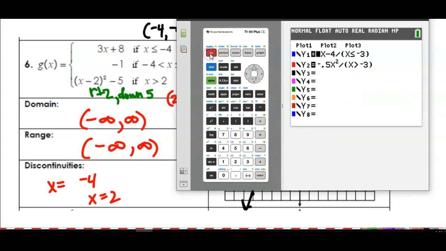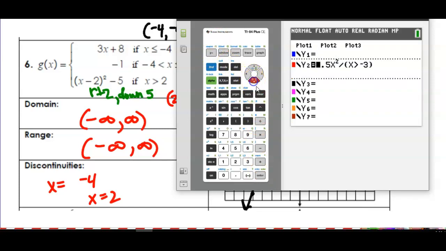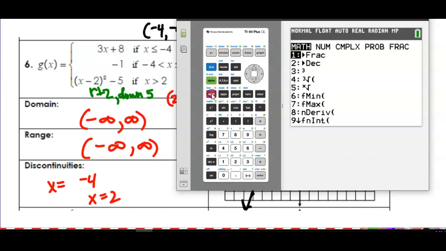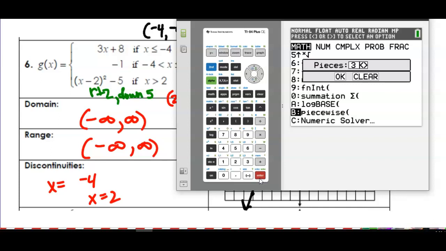All right, go to y equals, clear this stuff out. Sorry. And then you go to the math and arrow up. Okay, so in the y equals, math and arrow up, find this piecewise. My own calculator does not have this.